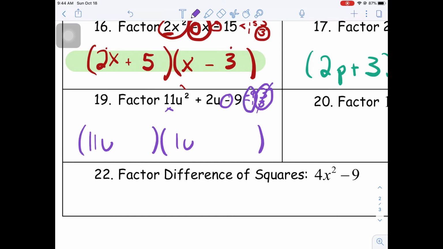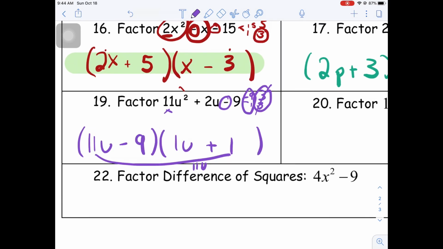Now we just need to figure out how 9 and 1 are going to work. Well, if we go positive 1, that would give us 11u. And then if we went negative 9, that would give us negative 9u, which would give us positive 2. So then we're good. These are our factors right here.